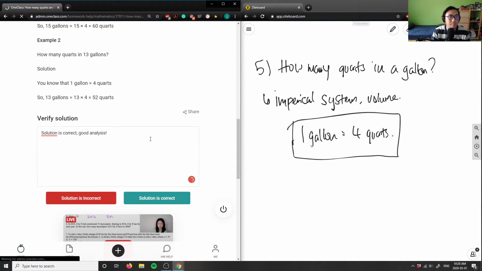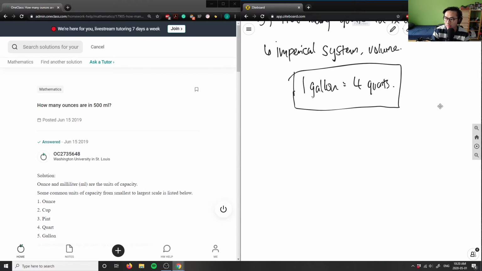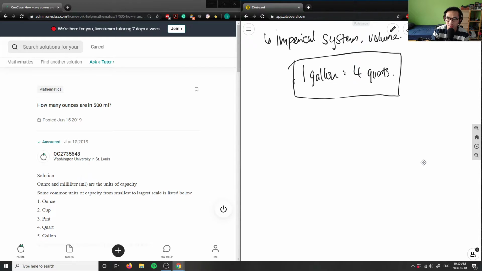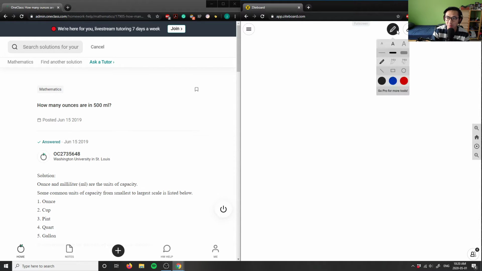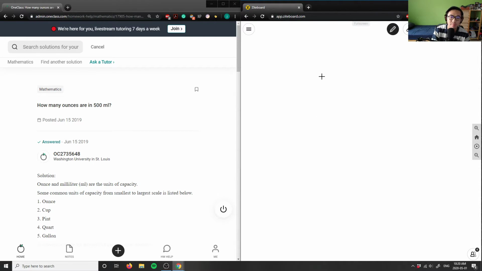It says how many ounces in 500 milliliters. I think the next question is going to be the exact same, so I'm going to do this problem once and then move ahead. I think this is question 6. I might finish early today because I think I doubled up on a question.